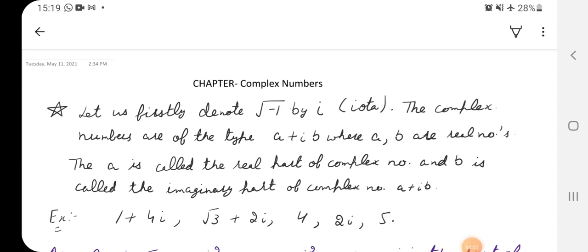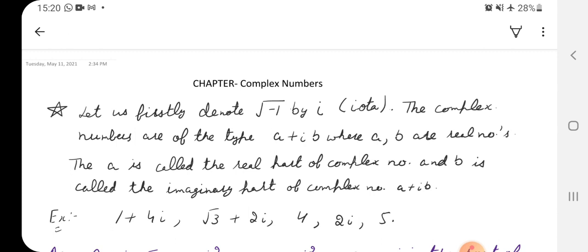Good evening all. Today we are going to discuss a new chapter, complex numbers. This is our fifth chapter, the book's fifth chapter, complex numbers, right? Ours is third, but the book's fifth chapter, right? Complex numbers. So first of all, let me define what complex numbers are.